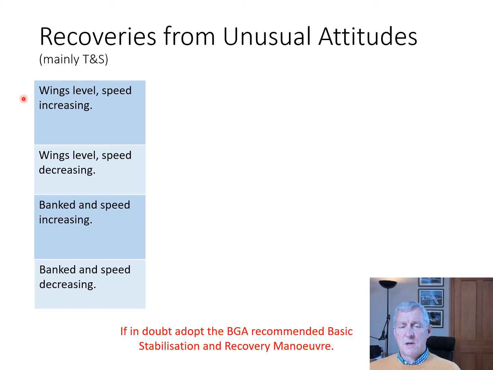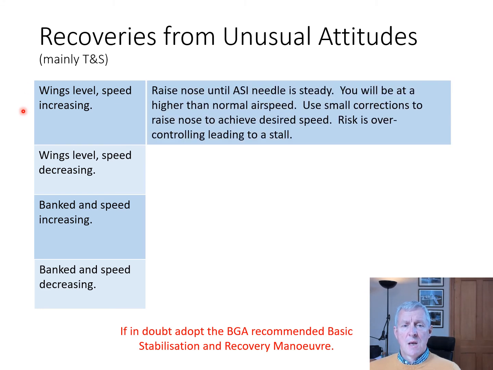This mostly applies to flying on turn and slip. If you've got the wings level and your speed is increasing, then you raise the nose until the airspeed indicator needle is steady. You'll be at a higher than normal airspeed, then you can use small corrections to raise the nose to achieve the desired speed. Your risk is over controlling, which would lead to a stall.